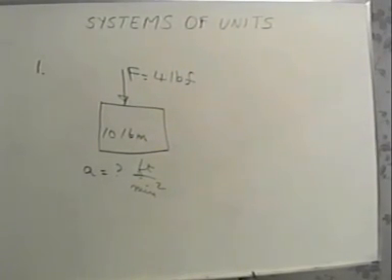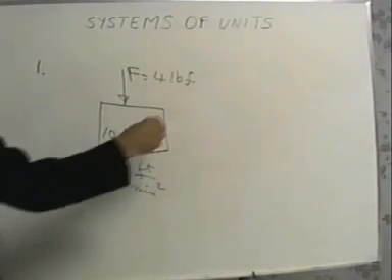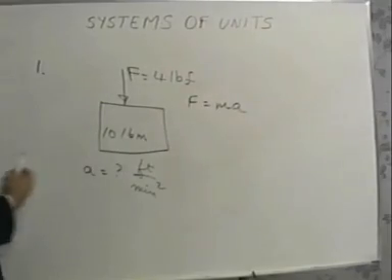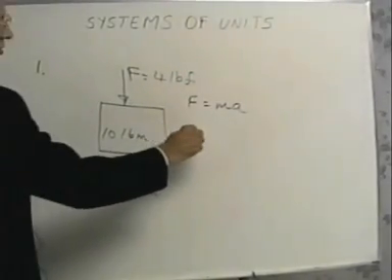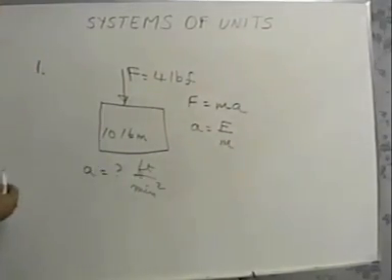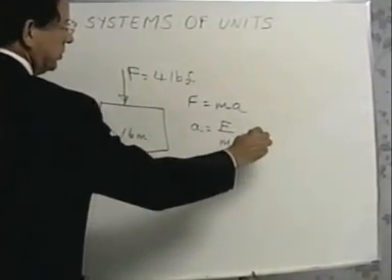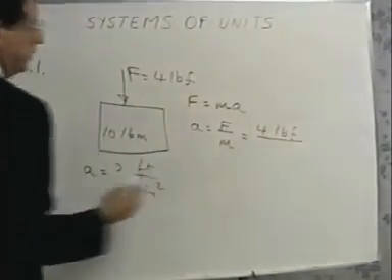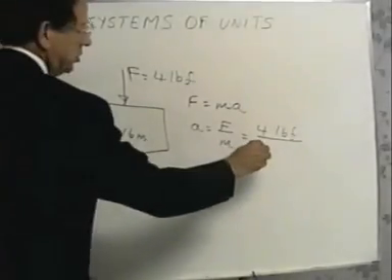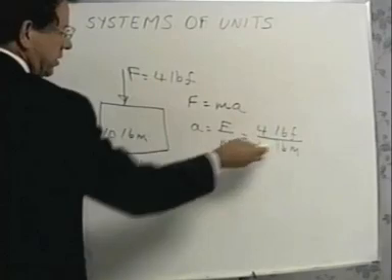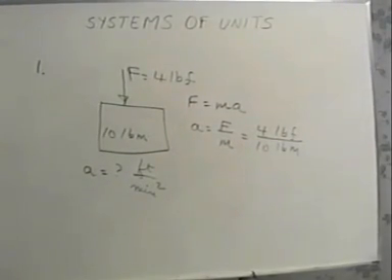The way to solve this problem is to use Newton's second law that says F is equal to mass times acceleration, or that the acceleration is equal to the force divided by the mass. For our problem, the force is equal to 4 pounds force, and the mass is equal to 10 pounds mass. Well, these units are not the same, they're not compatible, so we need to make a change.